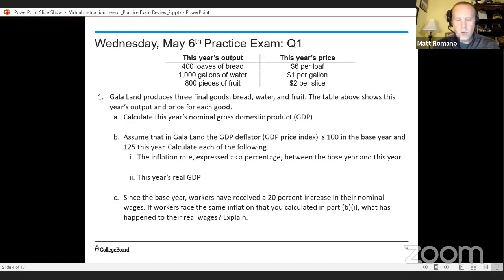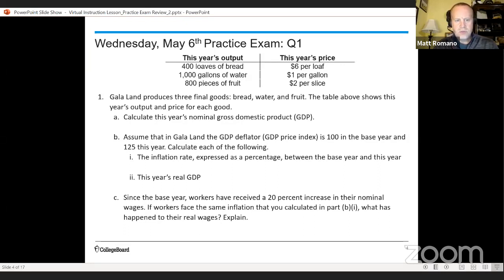So as always is the case with these types of questions, the prompt is going to tell you things you need to know. And in this case, the prompt is referencing a table. Stop for 10 seconds and digest and interpret in your mind: What is the table telling me? What are they showing me? They're telling me for this particular nation, Galaland, here's the output. This is what they produce. Here's how much it costs at that year's values, at that year's dollar prices.